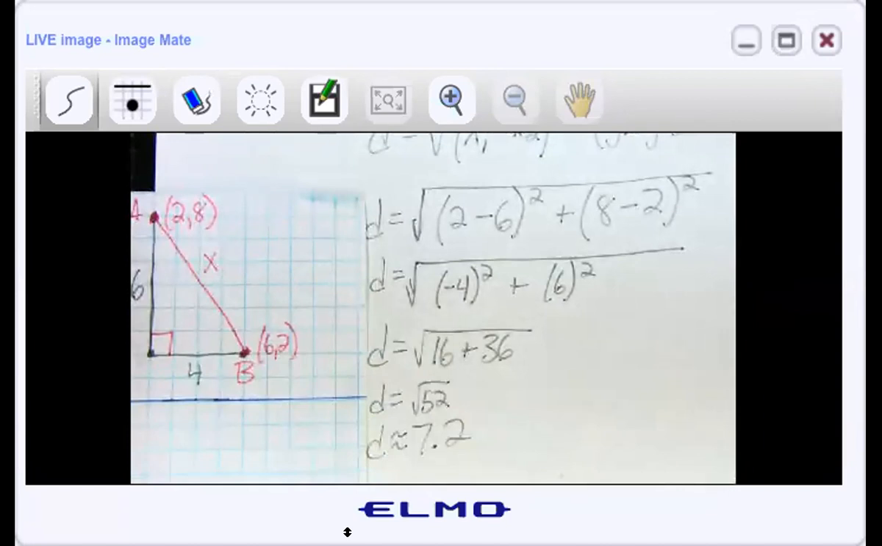It's 7.2. Makes sense because it's supposed to be the hypotenuse. So it should be bigger than 6 and 4. But there's no way I would have been able to count 7.2 boxes when it's on a diagonal like that, right? So thank goodness we have the distance formula. Let's try another one.